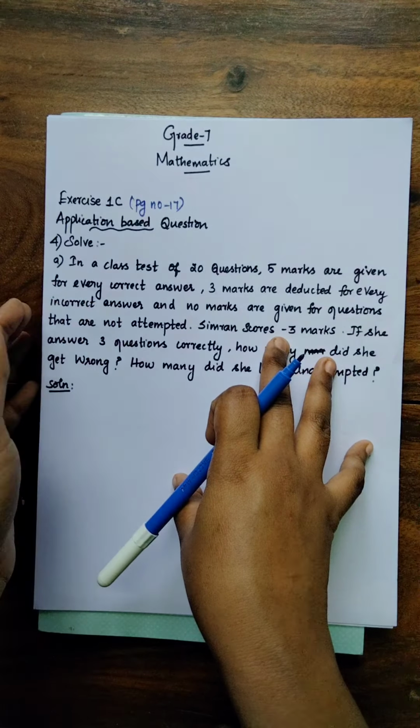I am explaining again. In a class test of 20 questions, the total number of questions is 20. 5 marks are given for every correct answer and they are reducing 3 marks for every wrong answer. No marks are given for not attempted questions. So Simran scores minus 3 marks and she is writing 3 questions correctly. First we are going to find the incorrect questions, that is, how many questions are incorrect and how many she didn't attempt. This is the question. Okay, so we can solve.